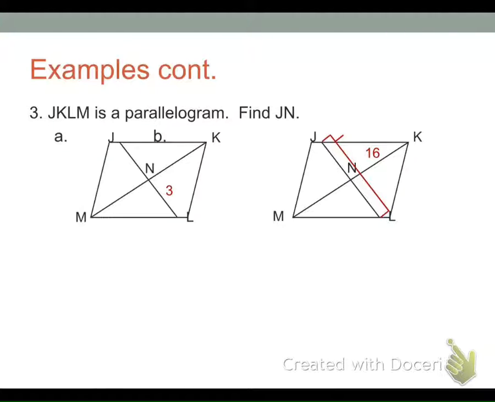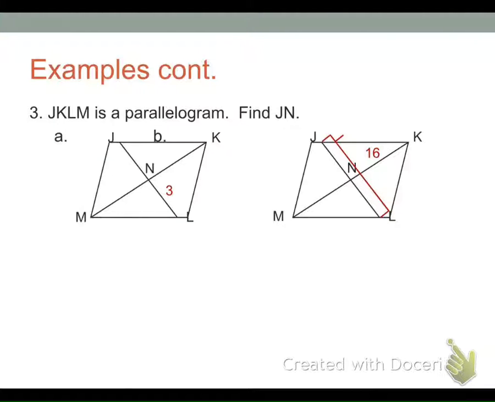And I know they're not drawn perfectly, but when you look at these pictures, you can see that the length from N to L is 3. On the first page, properties of parallelograms, which one of those, 1, 2, 3, or 4, will talk about diagonals? Property number 4 is correct. Diagonals bisect each other. Bisect means it's going to be cut in half.